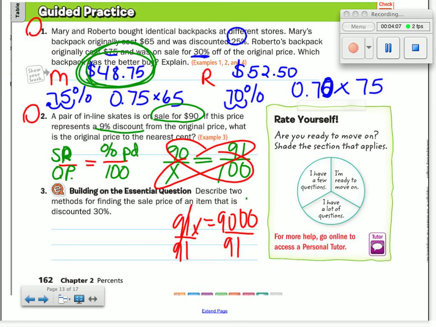Rounded to the nearest cent. What'd you get? $98.90. Yep. So the price of the original inline skates was $98.90. Does this make sense? If the new price was $90 and the old price, the original, was $98.90, it seems reasonable.